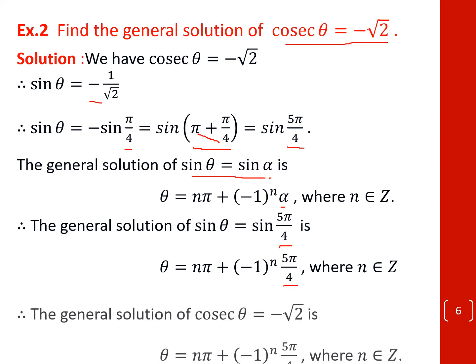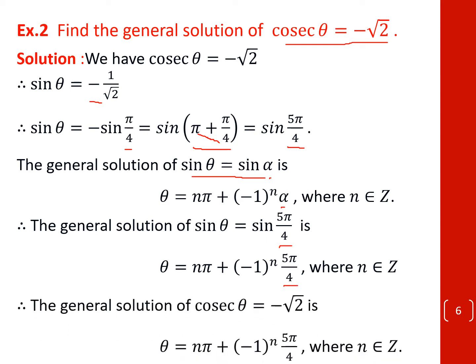Now our question is in terms of cosec theta, so we have to write down the final answer. The general solution of cosec theta equals minus root 2 is theta equals n pi plus minus 1 raised to n 5 pi by 4, where n belongs to Z.